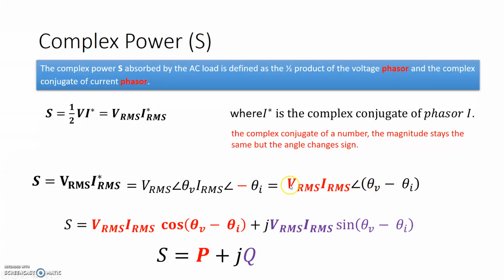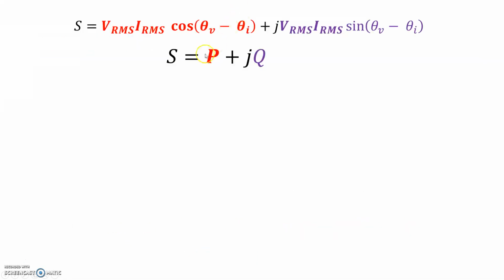Now, this is in polar coordinates. If you want to write that in terms of Cartesian coordinates, you can take the magnitude times cosine of this angle plus j times the magnitude times sine of this angle. And this is where we started off earlier, in terms of S equals P plus jQ. So we've said that this is a complex power now, P plus jQ. Now P is on the real axis, Q is on the imaginary axis.